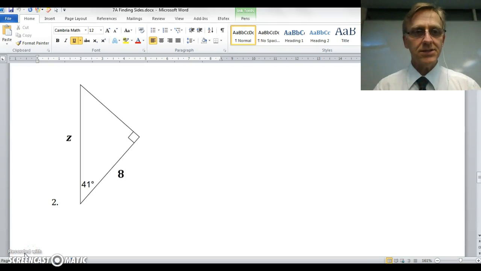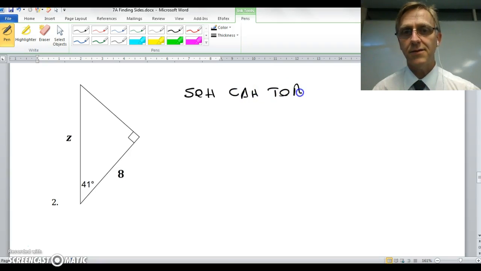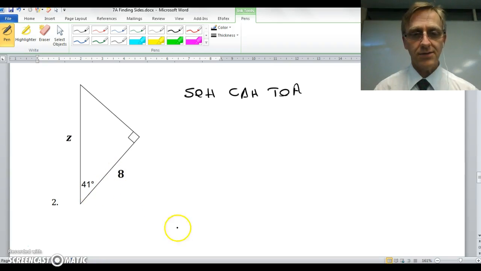Hi guys, this is the more complicated sort of finding a side. Remember that we're interested in SOHCAHTOA calculations. So I always start by writing that at the top of the page, just to keep me straight. Okay, and I'm looking at this triangle here. This is the angle of interest.